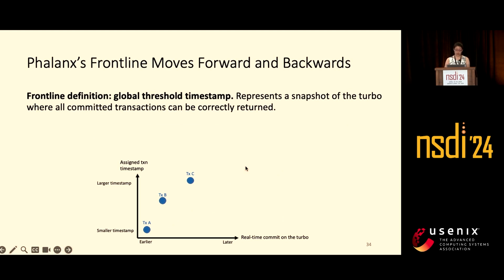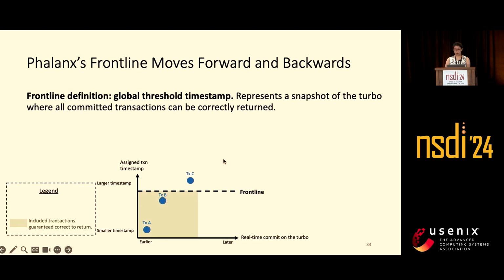The frontline is defined as a global threshold timestamp that represents a snapshot of the turbo where all committed transactions in the snapshot can be returned without correctness issue. These are timestamped below the frontline. And all transactions not included may not be returned. These are timestamped above the frontline.